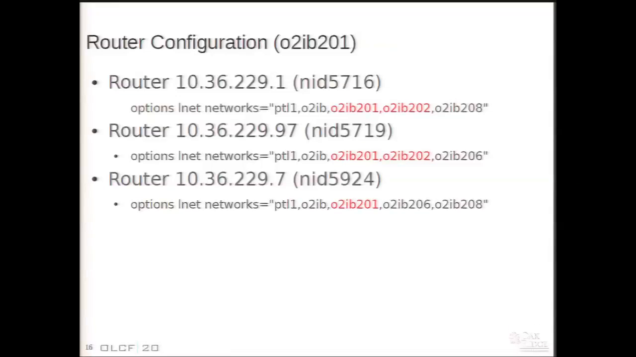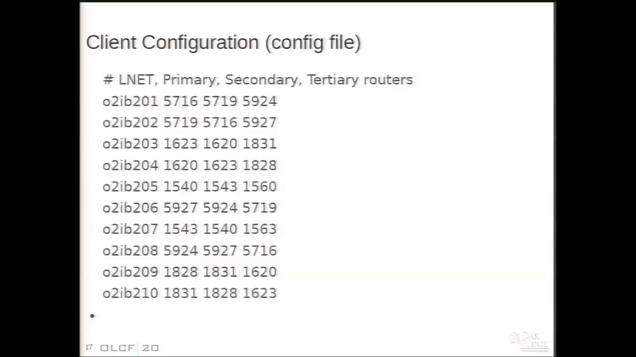But he's got to have all the O2IB LNets that he's actually going to talk to. So in this case, at router .1, he's primary on 201. He's the second backup for O2IB 202. And he's the third layer backup for O2IB 208. Similar for .97 and for .7. You can see I've got the NIDs there, which will be more important later, just to figure out how the clients are going to find these. So the clients are finding these.